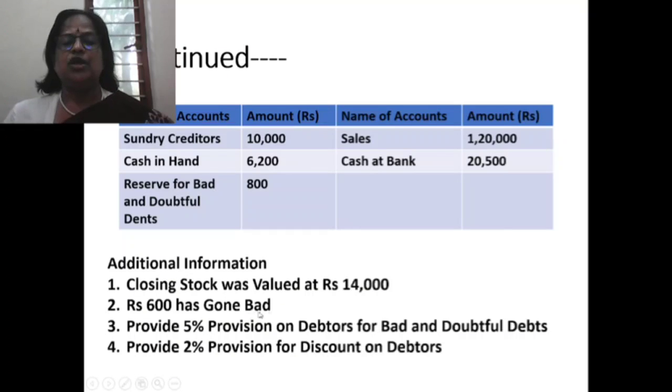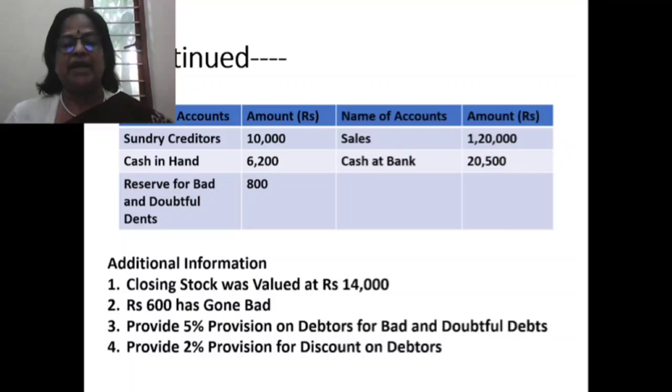Additional information: closing stock was valued at rupees 14,000. You know that if any item is coming as additional information, two adjustments will come. So closing stock will come in the credit side of the trading account. It will come as an asset in the balance sheet.